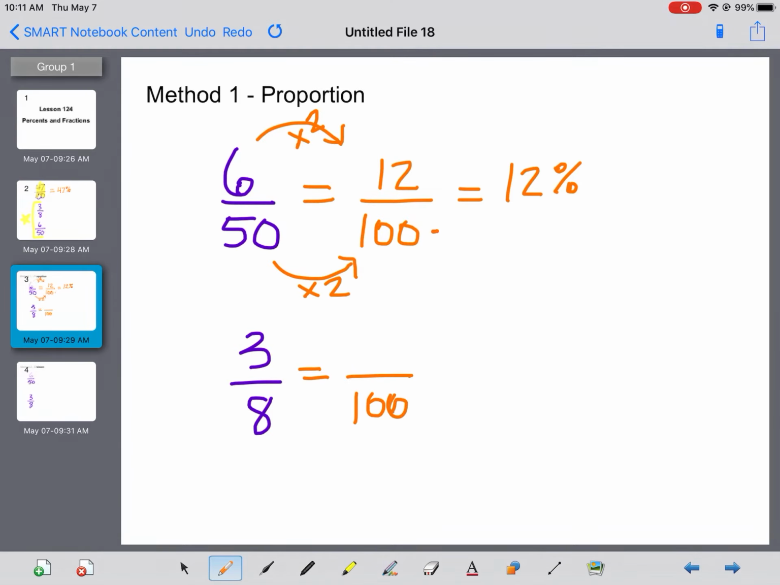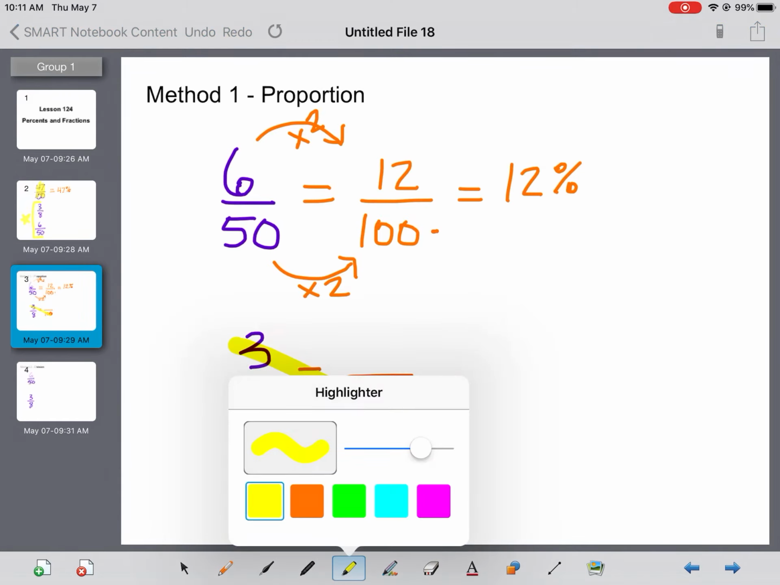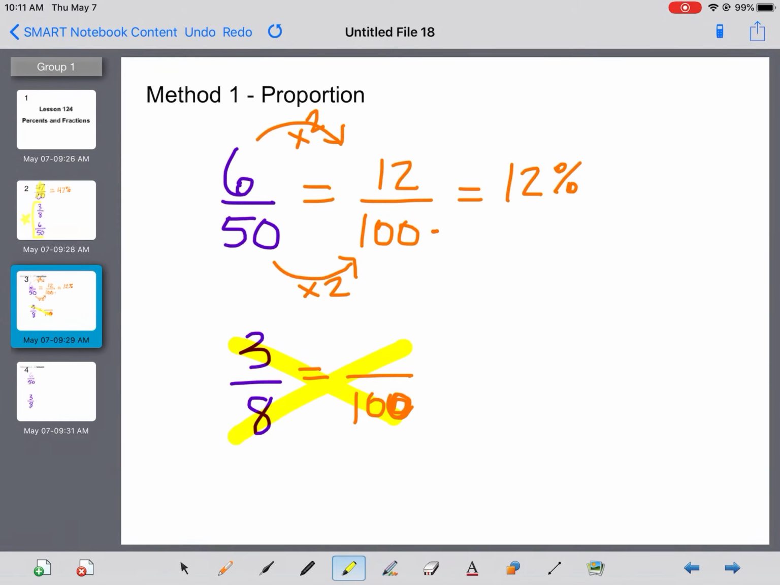8 is an example. Oh, that's a 100. It kind of looks like a 6, but it's a 0. So 8 you can't multiply as nicely as 50 into 100. So you have to use what you know about cross products and proportions. We've done this for a few days already. So remembering that 3 times 100 gets you 300, 8 times the missing number should also get you 300.